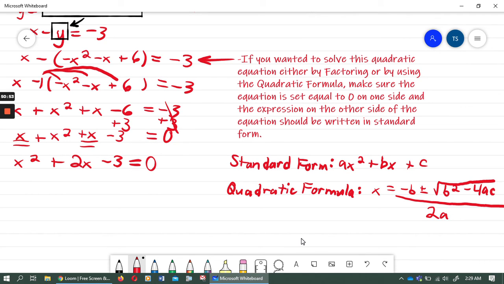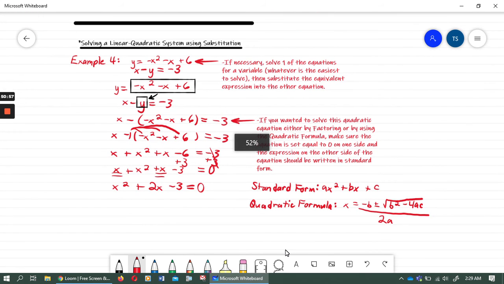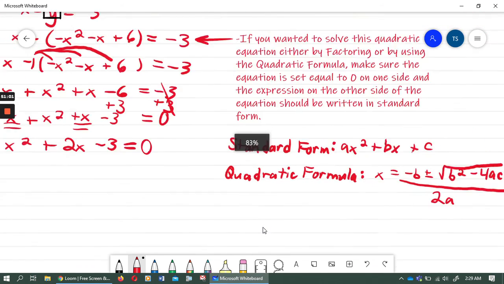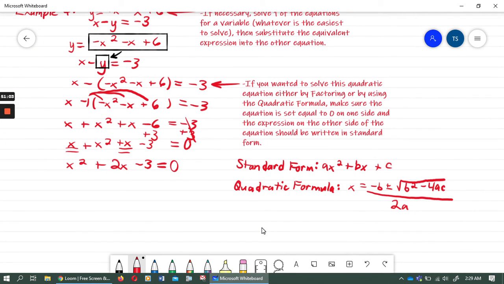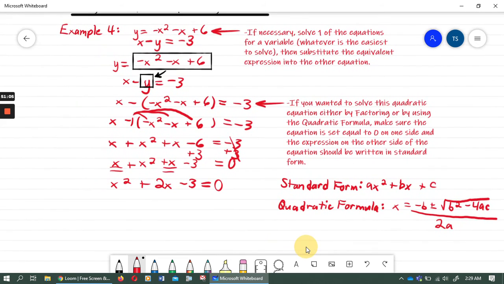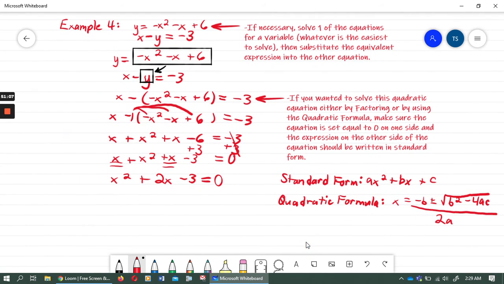Alright, so remember, that's the quadratic formula if you choose to use the quadratic formula to solve this quadratic equation. Again, guys, I'm going to solve this one here by factoring, because that's going to be the easiest way to do this right now.